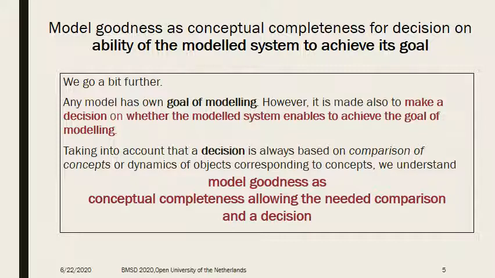We go a bit further. Any model has its own goal of modeling. True. However, the model is also made to make a decision on whether the modeled system enables to achieve the goal of modeling. Taking into account that a decision is always based on comparison of concepts or dynamics of objects corresponding to concepts, we understand model goodness as conceptual completeness, allowing the needed comparison and decision.